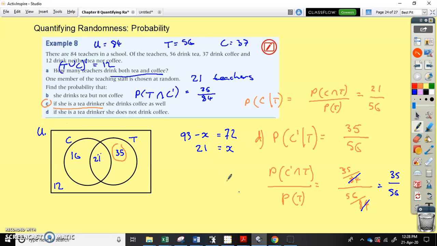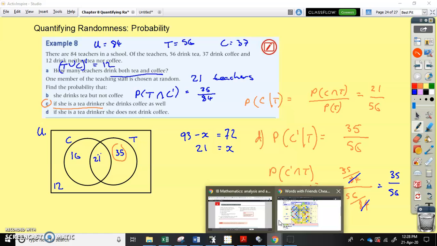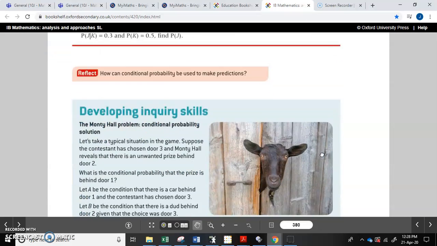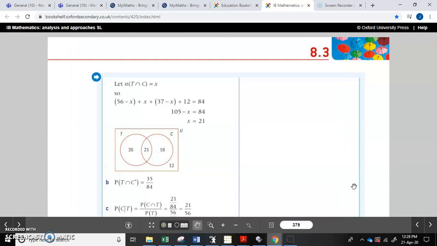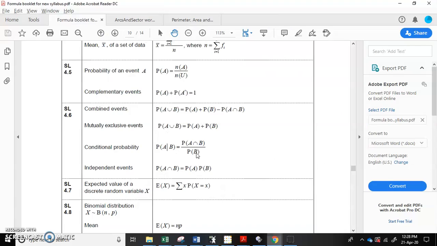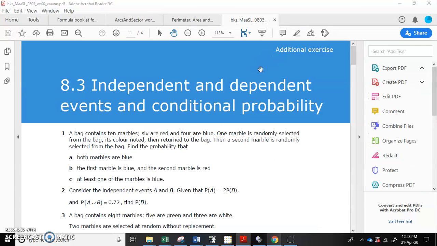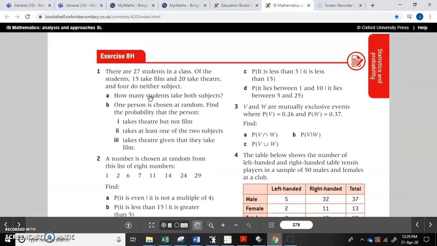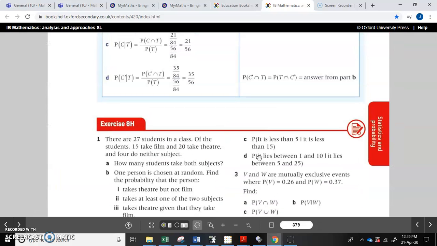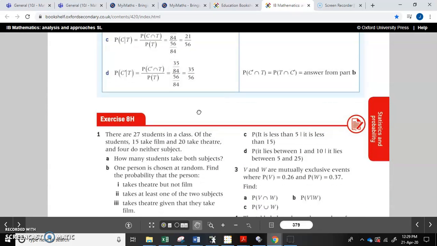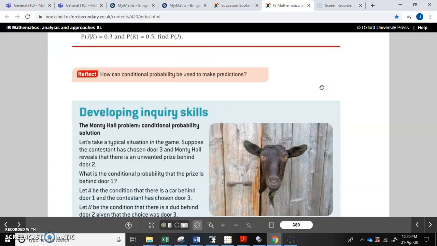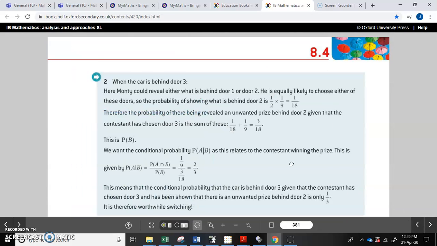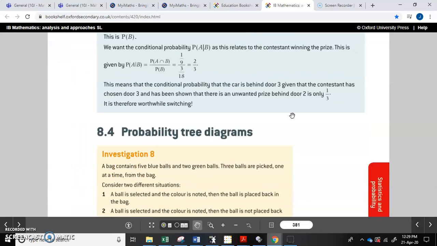I think that leads on to questions. Exercise 8H. I'll lead on there, on my pen. So have a look at those, and that's the last part of what we're going to do today, before we move on to the last section of this unit, which is probability tree diagrams.